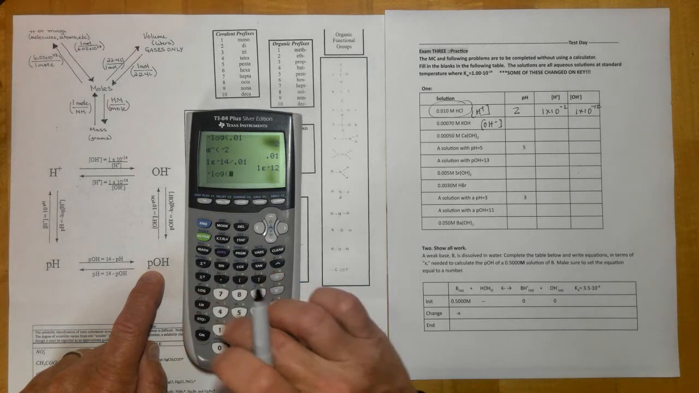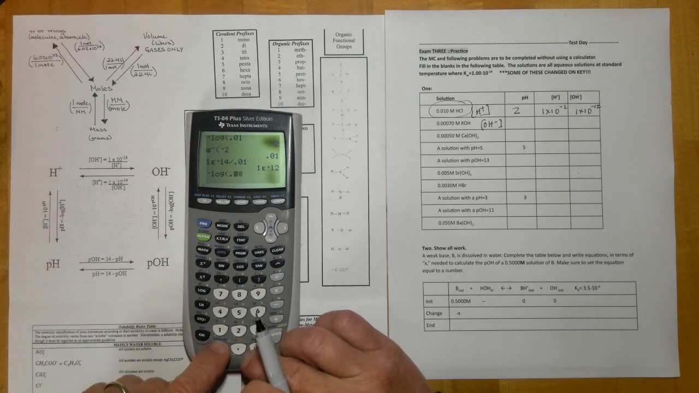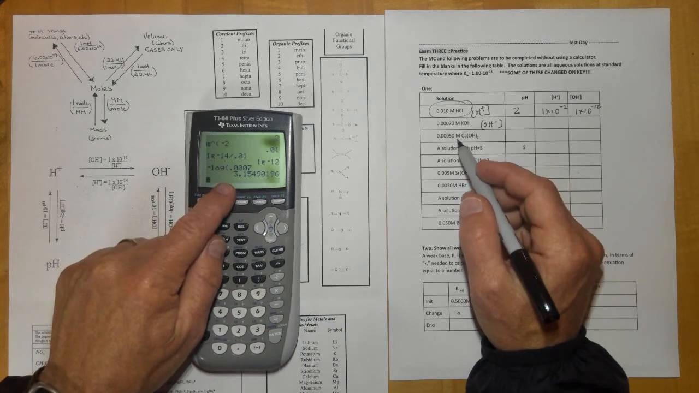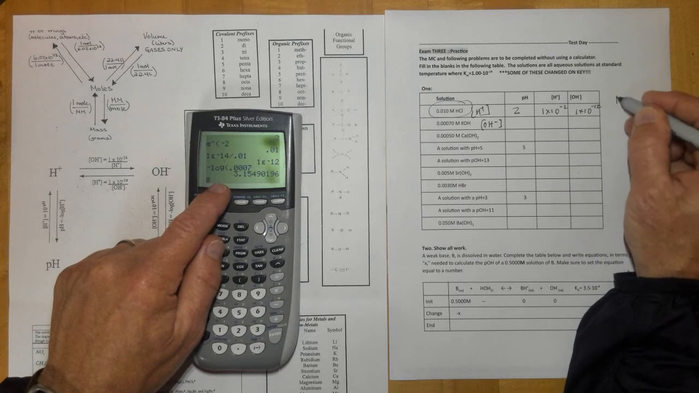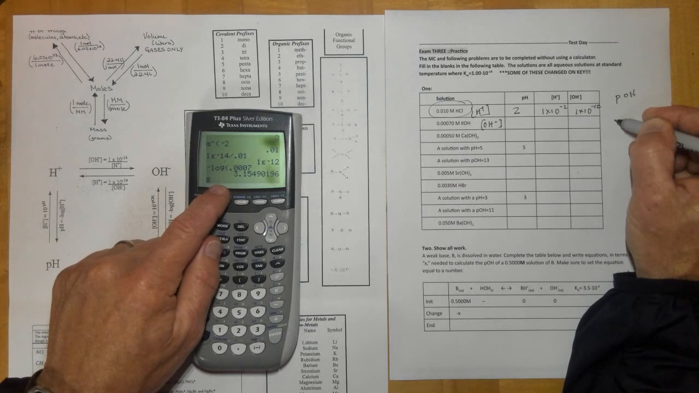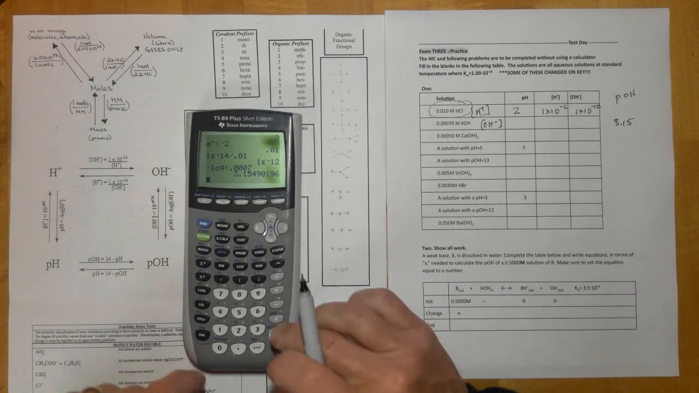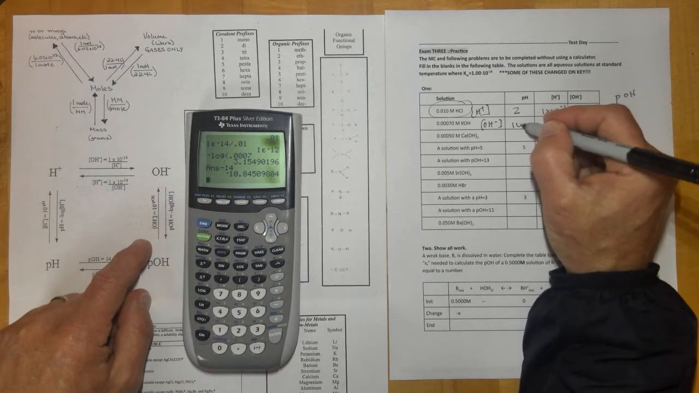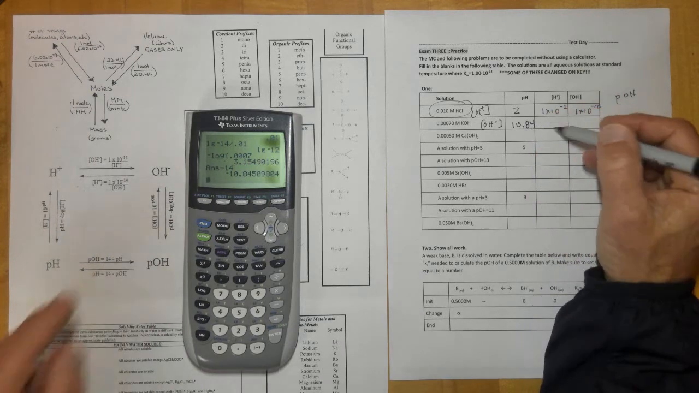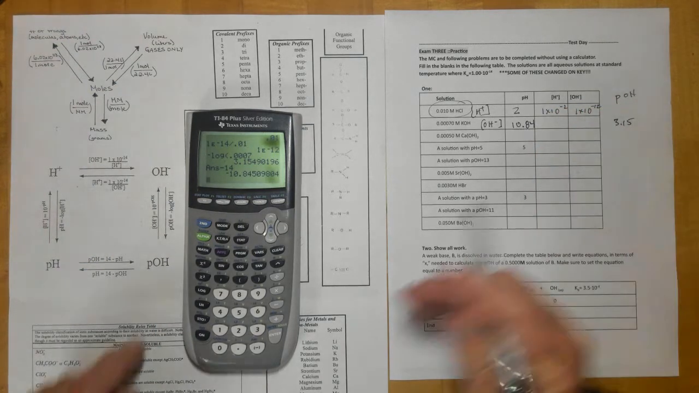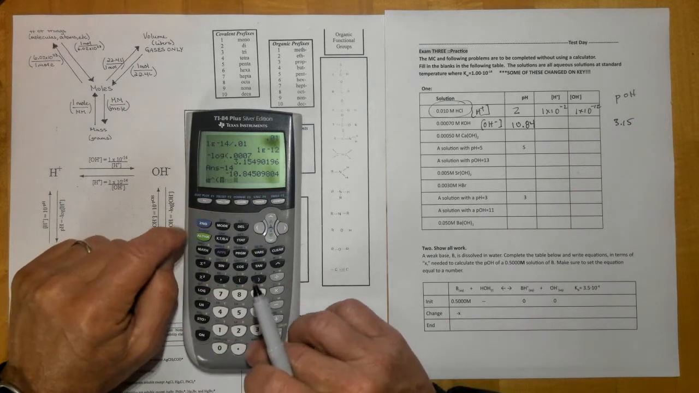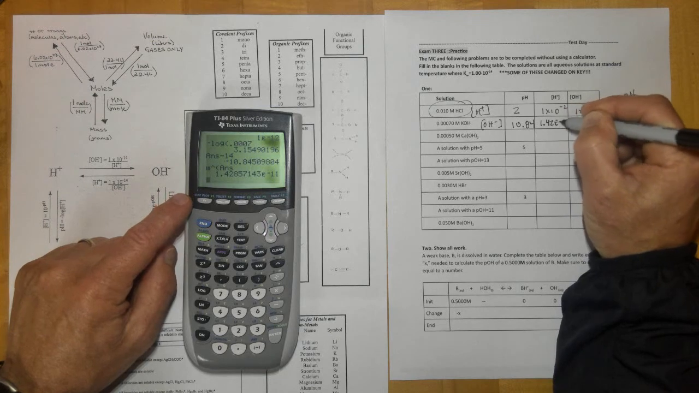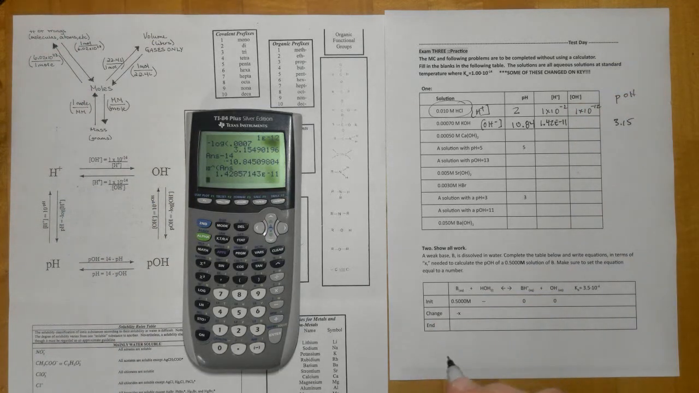negative log of the 0.0007, enter, and that gives us a pOH right here, which of course is not on the chart. Subtract that, or do 14 minus that, and we end up with a pH of 10.84. Then the H plus would be the 10 to the x key, second answer, and so we get 1.42 times 10 to the negative 11th.